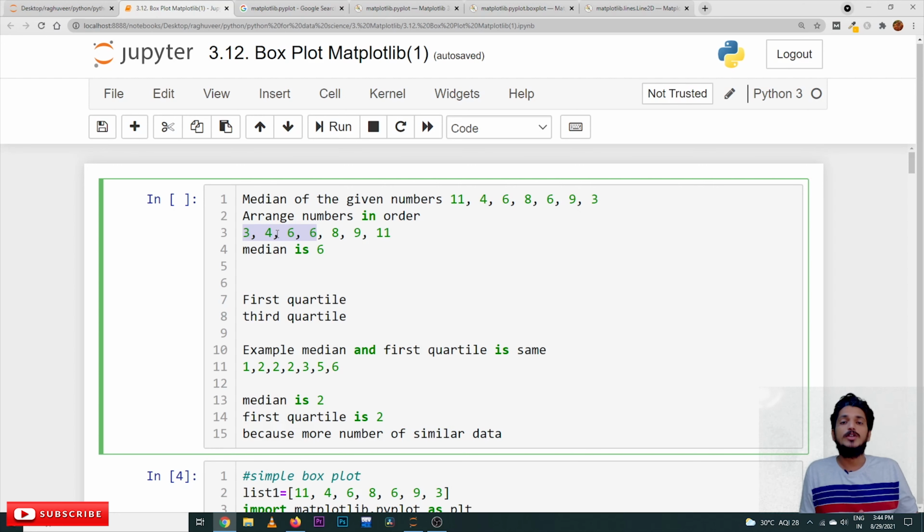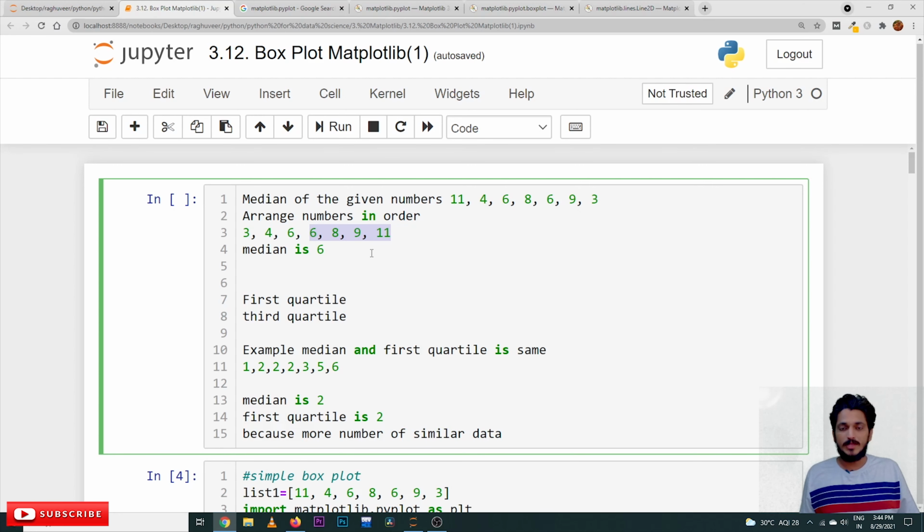The same way, 3/4 of the numbers are below the third quartile. That is the meaning of third quartile. How to identify the third quartile? Take the second half of the numbers and identify the median value. That median value is considered as the third quartile. Whatever value we got for the third quartile, that shows us 3/4 of the numbers are below that value. That's the meaning of third quartile.